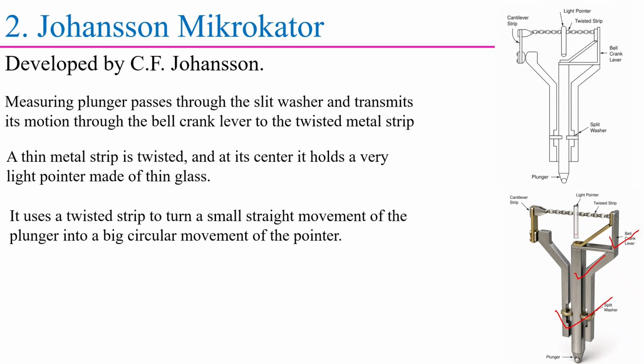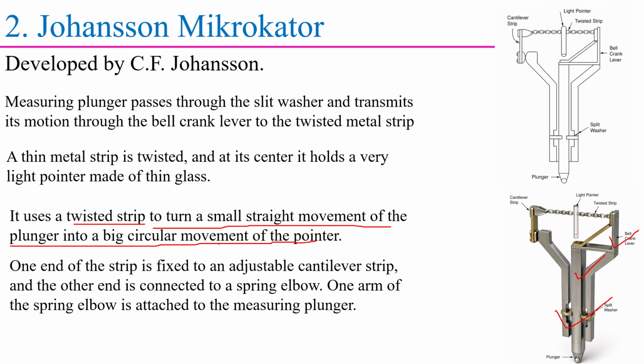Moreover, it uses a twisted strip to turn a small straight movement of the plunger into big circular movement of the pointer. I have to observe that one end of this twisted strip is fixed to an adjustable cantilever strip and the other end is connected to the spring elbow. Moreover, one arm of the spring elbow is attached to the measuring plunger. So this is the basic construction of the Johansson Mikrokator.